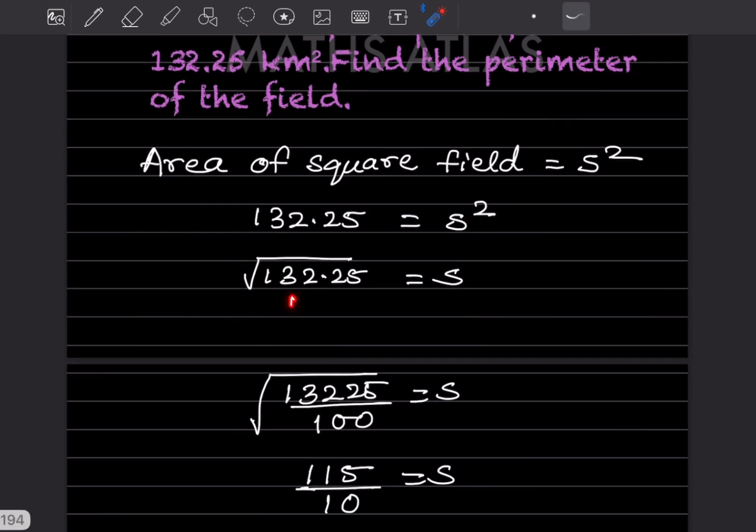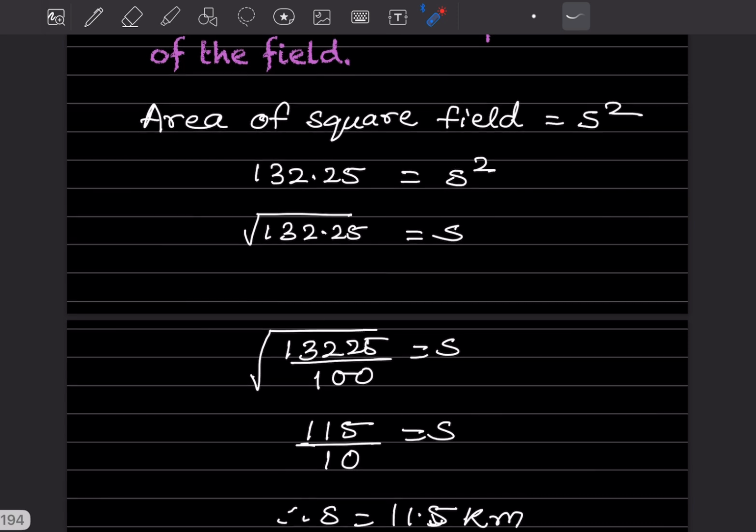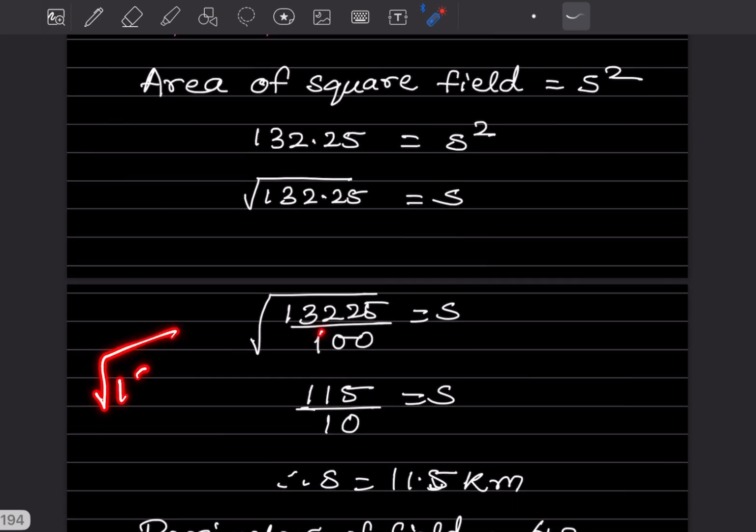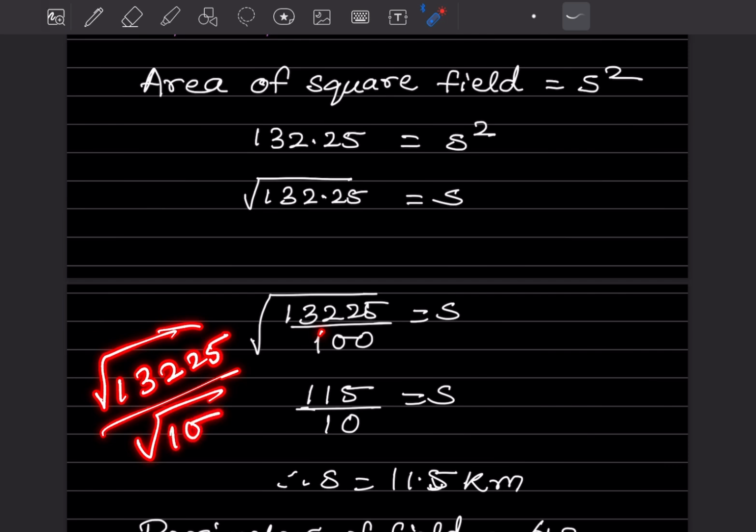So this 132.25, because there is a point over here, we can also write first this whole number, and after two numbers this is a decimal, so we are going to put here 2 zeros divided by 100. So this can be further written as root of 13225 divided by root of 100. So 13225, the perfect square, is going to be 115, and root of 100 is going to be 10.